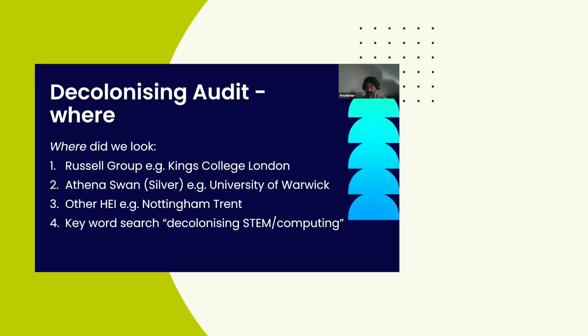And we also looked at various HEIs by doing keyword searches. So we searched for terms like decolonizing STEM, decolonizing computing. These then led us to various HEIs where we did more research. And this is how our audit was performed.